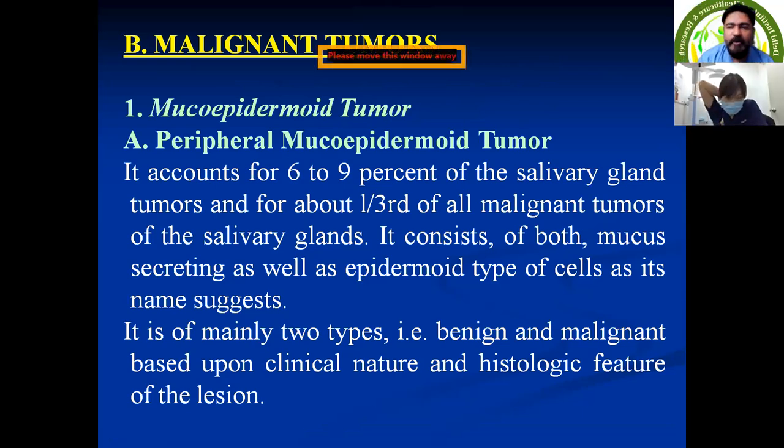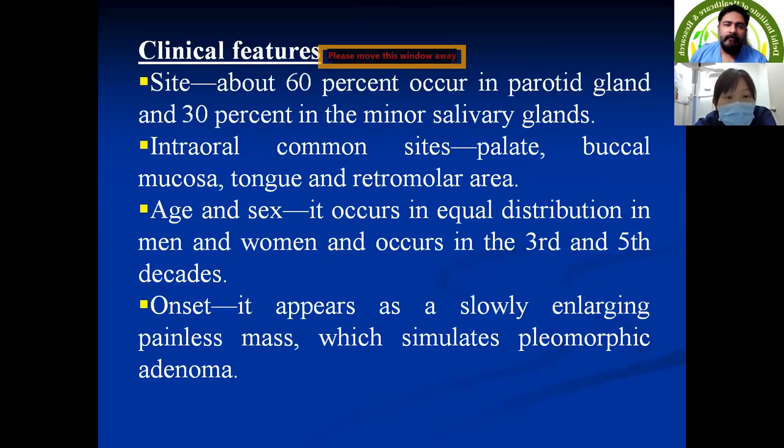The peripheral mucoepidermoid tumor accounts for 6 to 9% of the salivary gland tumors, and about one third of all malignant tumors of the salivary gland. It consists of both mucus-secreting as well as epidermoid type of cells, as the name suggests. It is of mainly two types, benign and malignant, based upon the clinical nature and histological features of the lesion. Clinical features, sites: about 60% occur in the parotid gland and 30% in the minor salivary glands. Intraoral common sites: palate, buccal mucosa, tongue, and retromolar area.